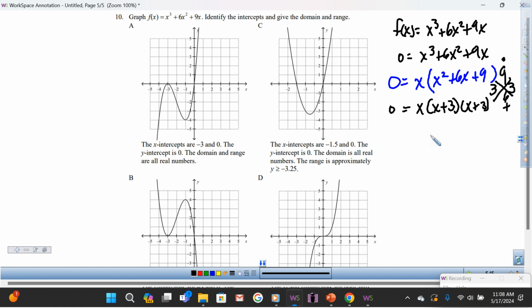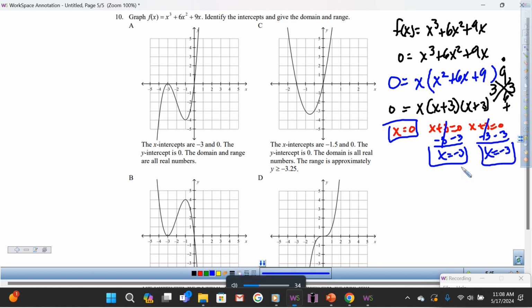What is our next step? Tell your neighbor, next step. What do we do next, Rylan? Set them equal to 0. x equals 0, x plus 3 equals 0, x plus 3 equals 0, and solve. This one's already solved. This one, minus 3, x equals negative 3, minus 3, x equals negative 3. So, these are my roots, my x-intercepts, solutions.